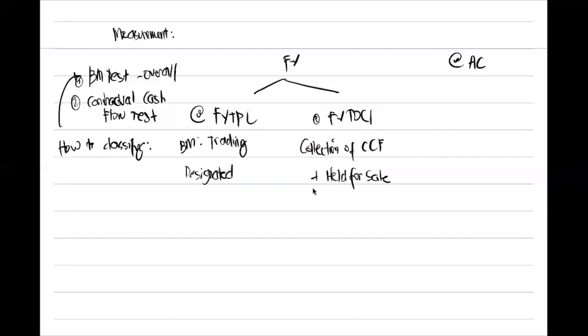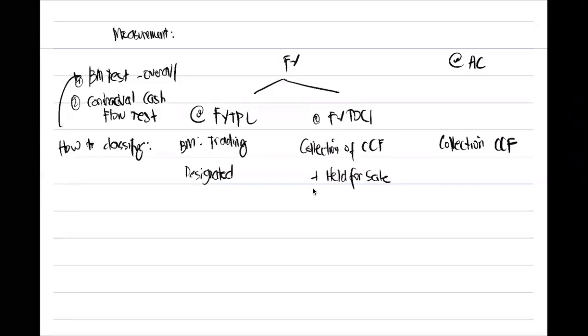Next, amortized cost. When do we apply your amortized cost? We apply your amortized cost if purely for collection of contractual cash flows. Okay? Purely for collection of contractual cash flows.